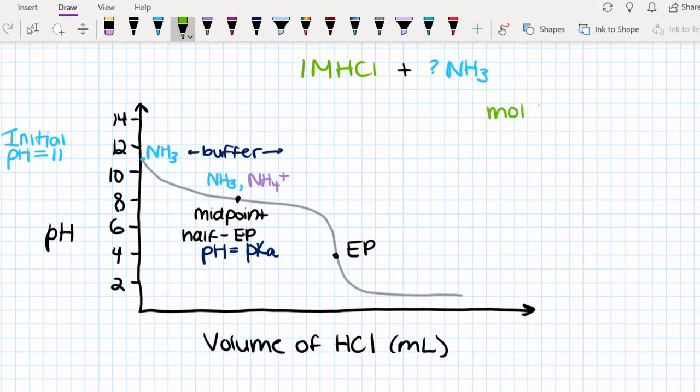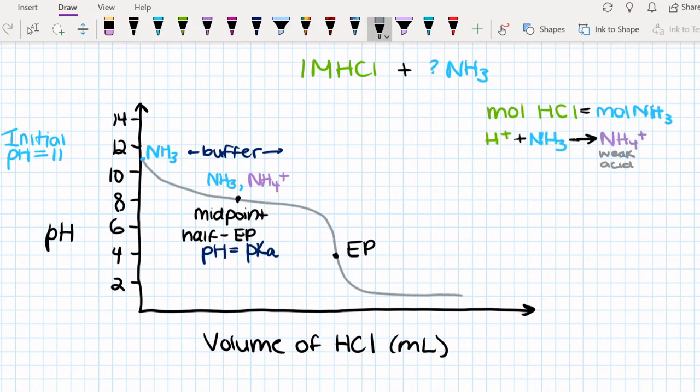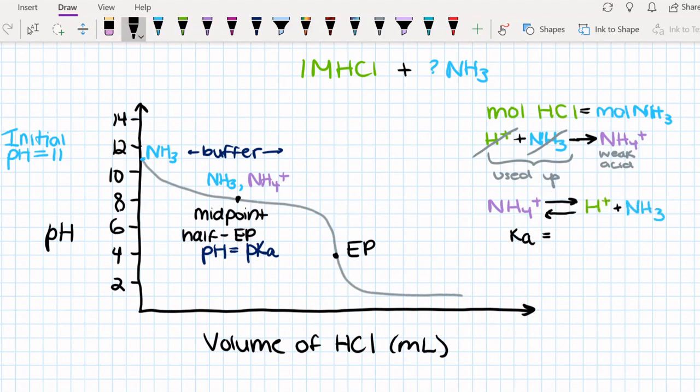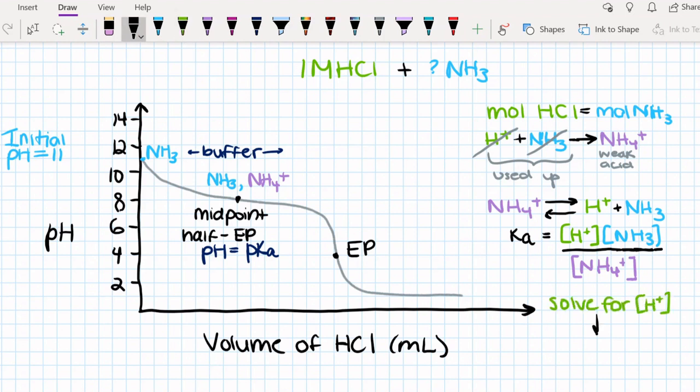At the equivalence point, hydrochloric acid and ammonia will react completely, producing ammonium. Ammonium is a weak acid, so it will partially dissociate to form ammonia and the hydrogen ion. The pH at the equivalence point is determined by the conjugate acid, ammonium.